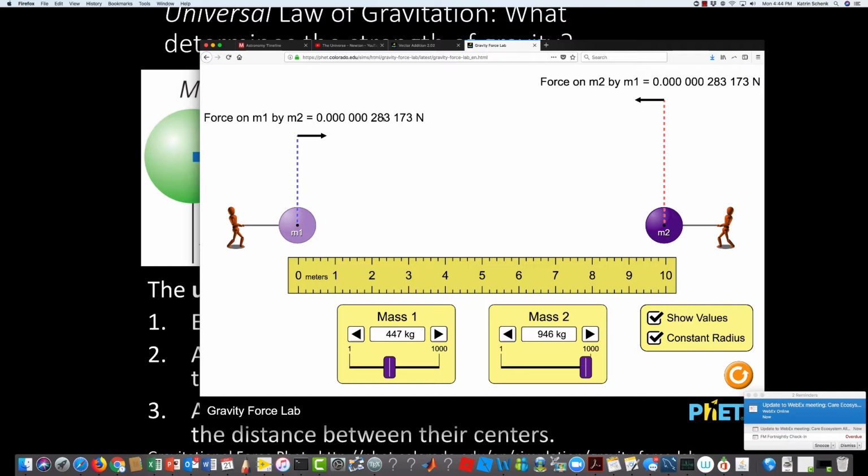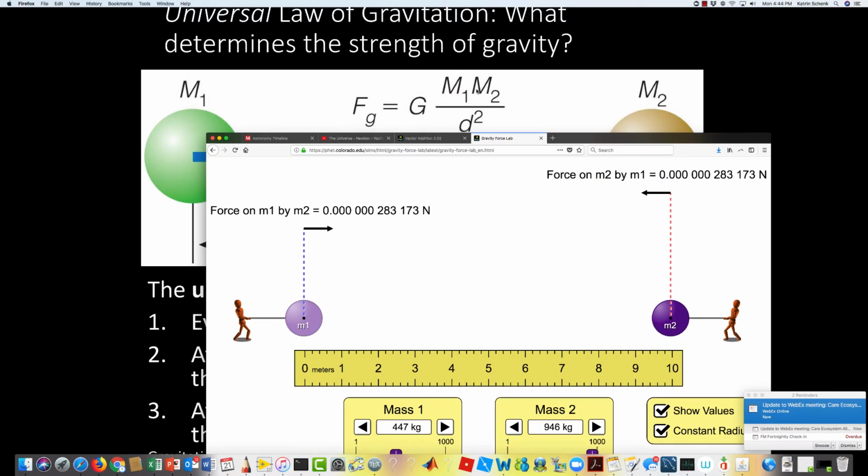But the fact that they're the same, right? The force due to M2 on M1 and the force due to M1 on M2, the number's the same. Equal and opposite. But it got bigger because I'm making M2 bigger. So I hope you can see that here. If I make M2 bigger, the force gets bigger. So it's directly proportional to the mass of M1 and M2.